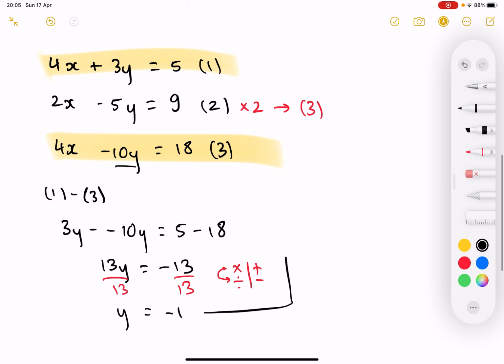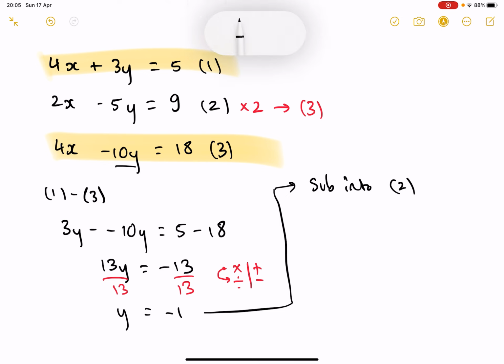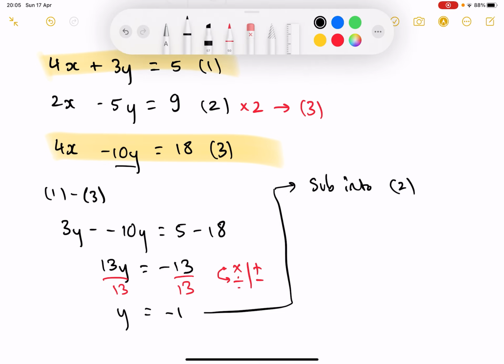As before, we want to try to find x as well. So let's sub into, let's do 2 this time. If we sub into 2, we get 2x minus 5 minus 1 is equal to 9. Okay, that gives us 2x minus 5 times minus 1. Minus minus becomes plus, so we get 2x plus 5 is equal to 9.